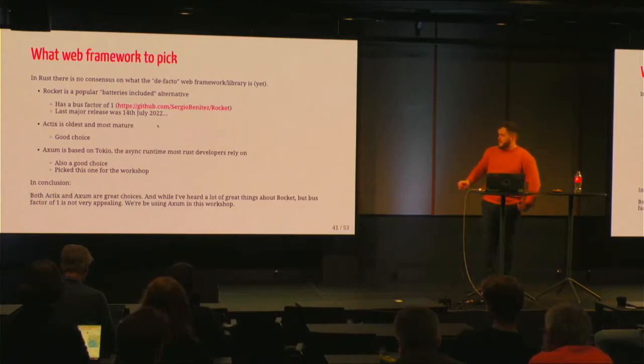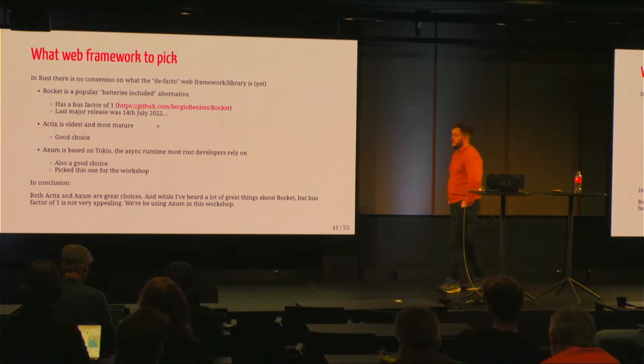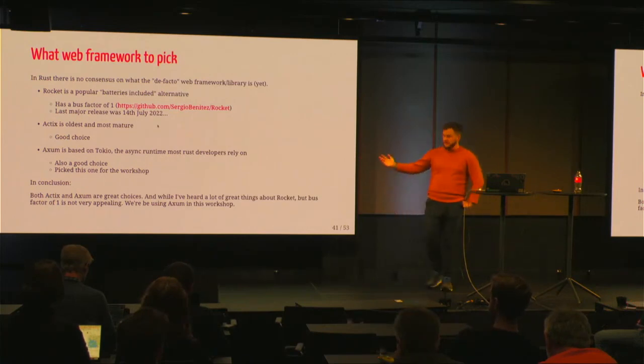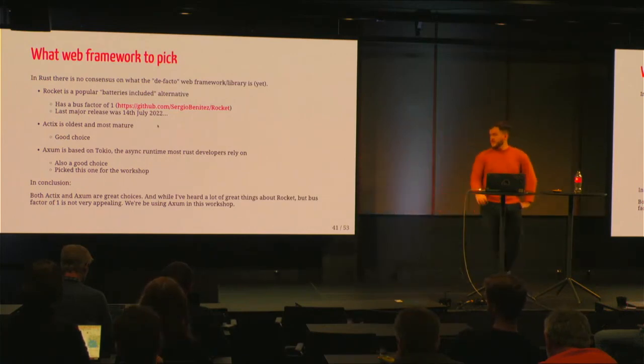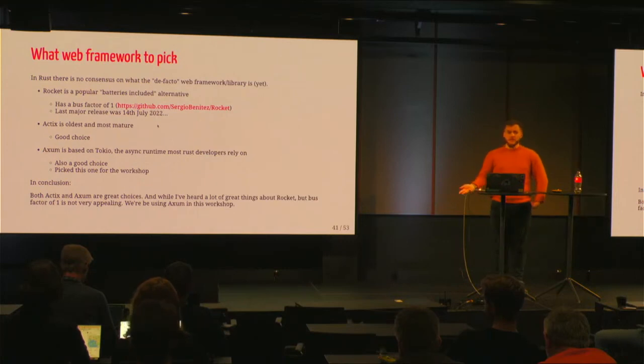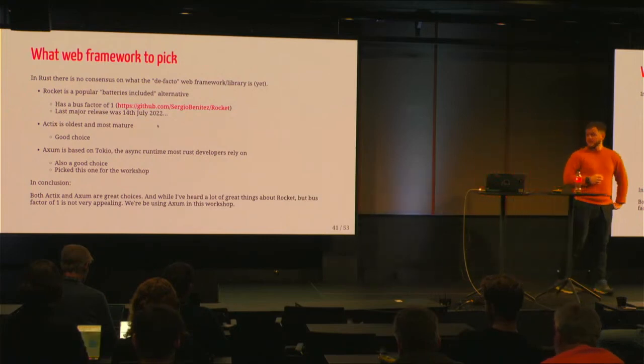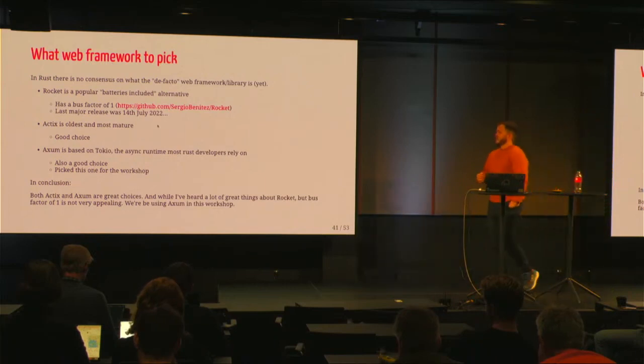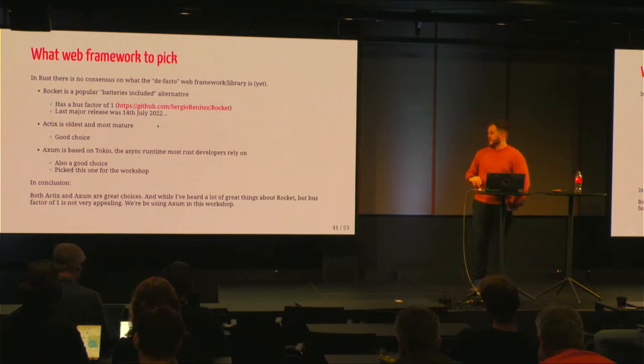And Actix is also a very good choice. Many people use it. I haven't. I use Axum for my project, so that's the one I'm using for this workshop. And Axum is built by the same people who have made Tokio, which is what I found to be the most used asynchronous runtime in Rust to handle the concurrency. That's also a good choice. I just picked it because that's what I have experience with.